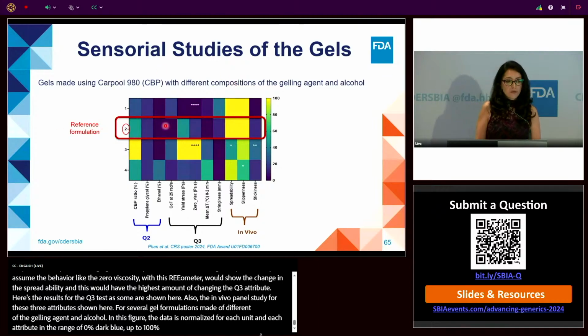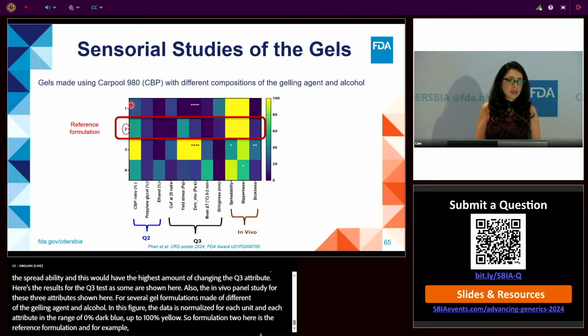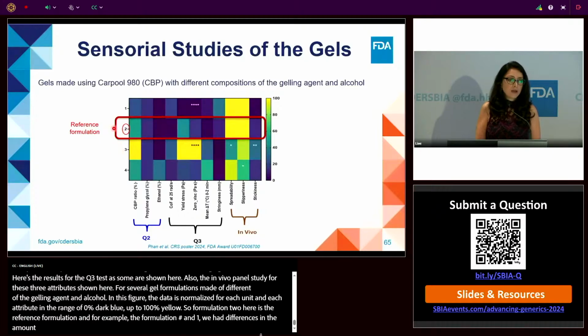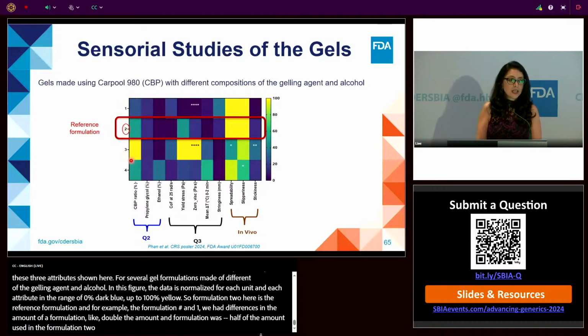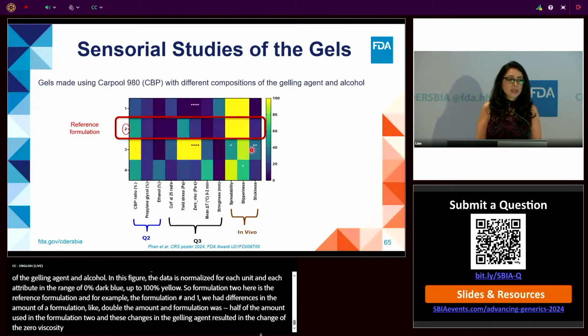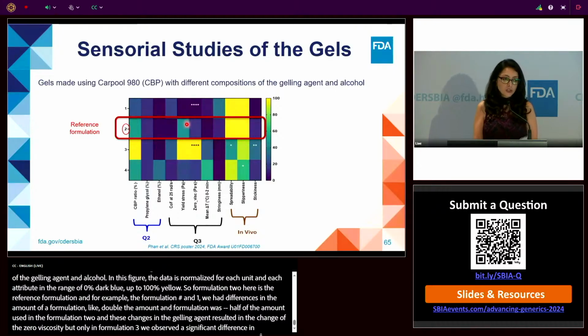Formulation 2 here was the reference formulation. And for example, in formulations 3 and 1, we had differences in the amount of carbopol. Formulation 3 had double the amount, and formulation 1 had half of the amount used in formulation 2. These changes in the gelling agent resulted in a significant change in the zero shear viscosity for these two formulations. But only in formulation 3 did we observe a significant difference in the perception of stickiness and spreadability compared to formulation 2.